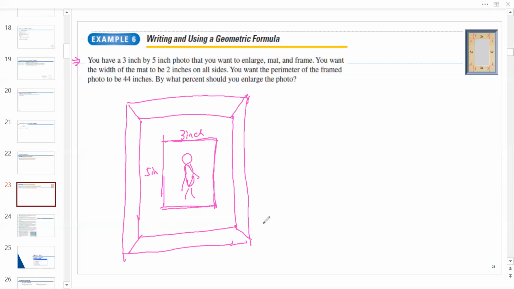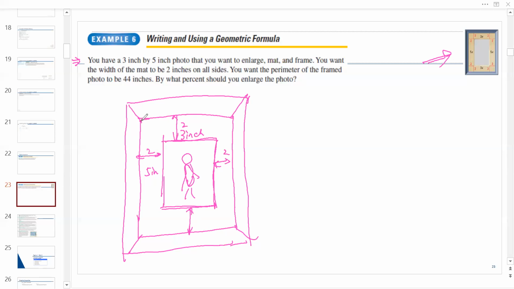Actually, like this picture in the right corner here. So you want the width of the mat to be 2 inches. So here the mat width is 2 inches. It's 2 and 2.